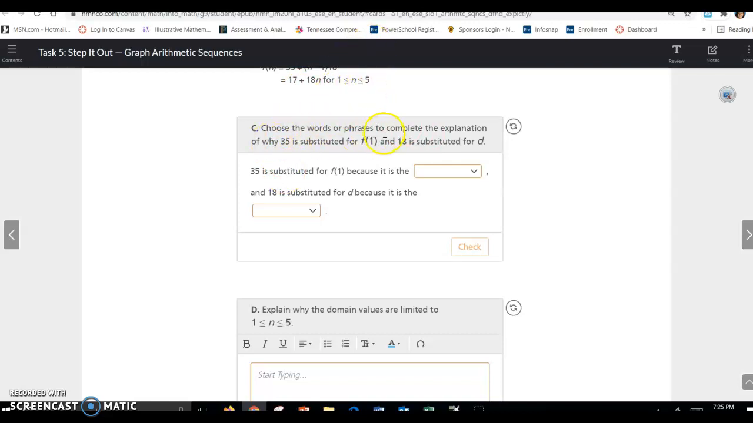All right, choose the words or phrase to complete the explanation of why 35 is substituted for f of 1 and 18 is substituted for d. Well, 35 is your first term. So 35 is substituted for f of 1 because it is the first term, and 18 is substituted for d because it's the common difference.